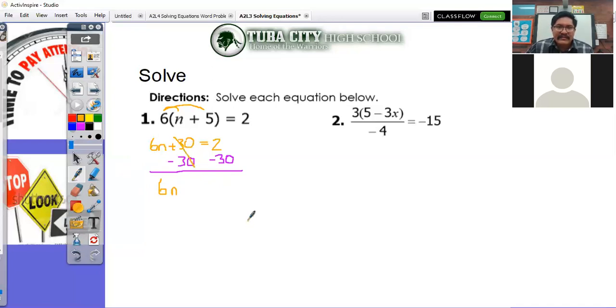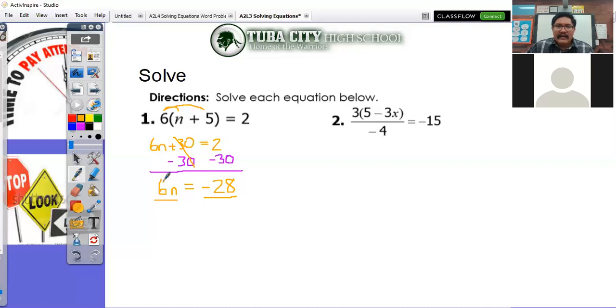So 30 minus 30 is 0, and using identity property, 6n plus 0 is still 6n. So that didn't change anything. So we're going to leave it off. And let's go ahead and subtract 30 from this side. Now I have a large number that I'm subtracting, so that's going to make it negative. And it's going to be 28. So just like yesterday, if we can't divide it nicely, let's go for a mixed number.